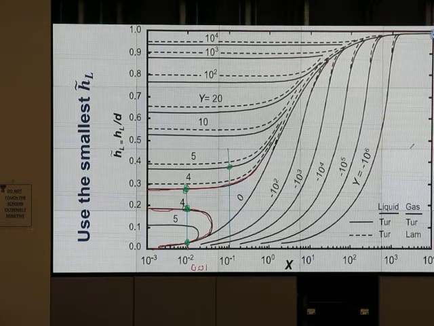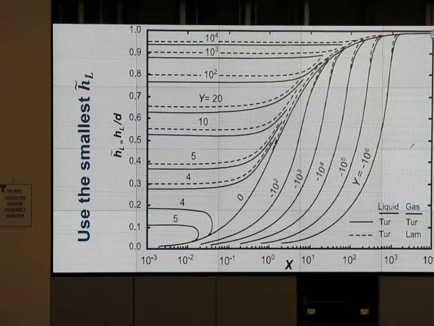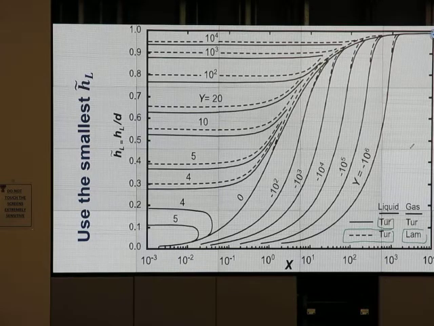So next thing, we have to worry about dashed line and solid line. It's almost the same, but it's not. Dashed line is the case where liquid is turbulent and gas laminar. Solid line is for liquid turbulent and gas turbulent.